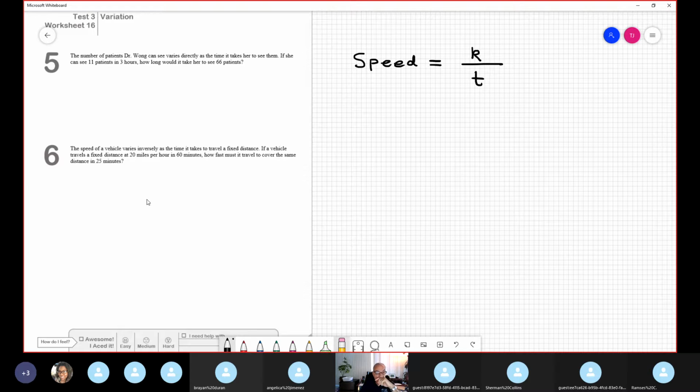Okay, just give me condition 1. In condition 1, I have a fixed distance at 20 miles per hour. So 20 miles per hour. What is that? This is a speed, the speed for condition 1.